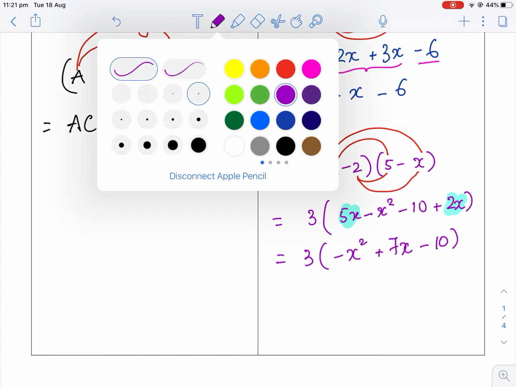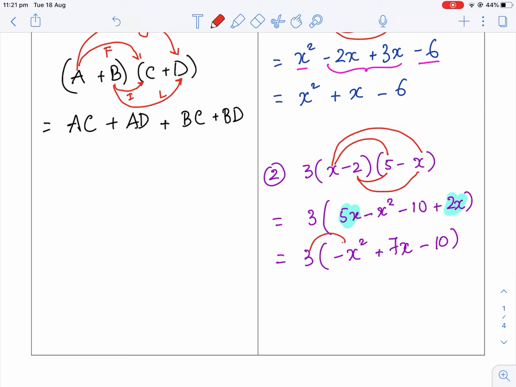And then I multiply, I distribute number 3 to each of the factors or the elements inside the brackets to expand the final brackets.